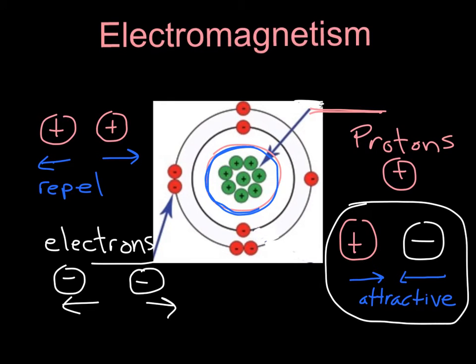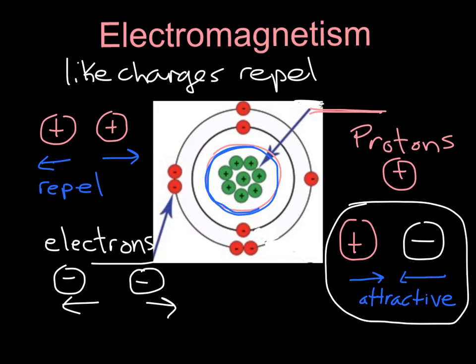So you can see charges push and pull on each other. That's the main thing to take away from this part of the tutorial. Charges push and pull on one another depending on whether or not they're alike or different. Like charges repel, and opposite charges attract.